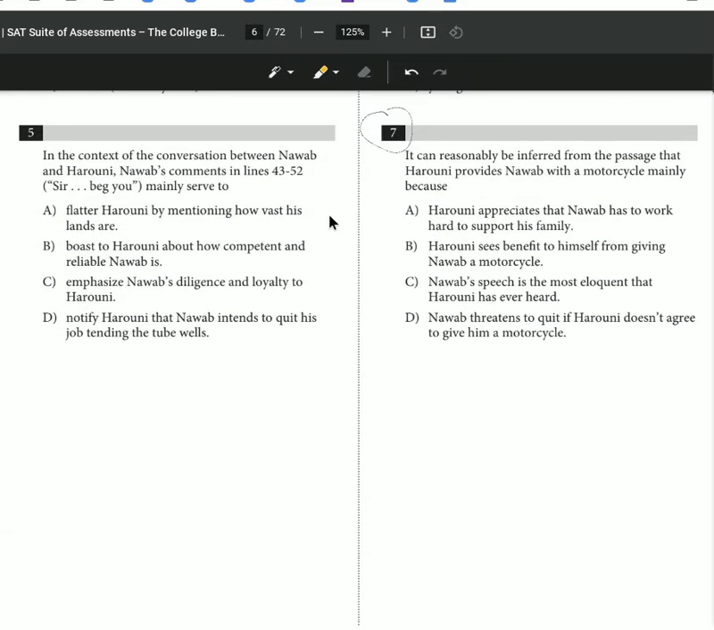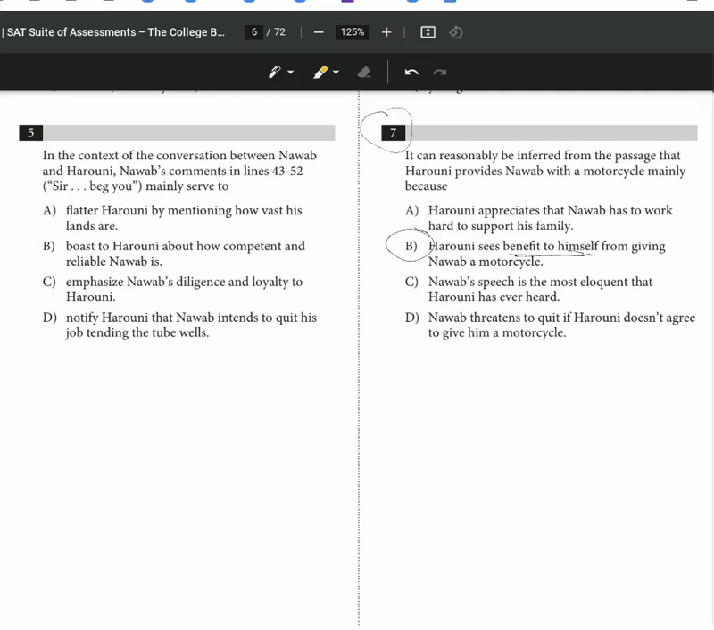So we can see that our answer for question number 8 supports B in number 7, which is that Haruni sees benefit to himself from giving Nawab a motorcycle. Since he doesn't care about anything except for his own comfort, by giving Nawab a motorcycle, he sees benefit to himself. So as you can see, by looking at the evidence choices from the second question, we were able to quickly determine the answer to both of them.